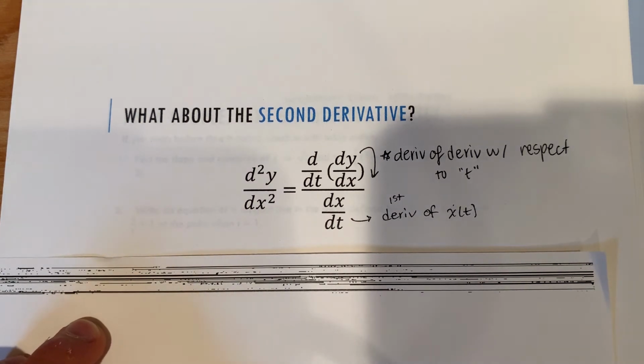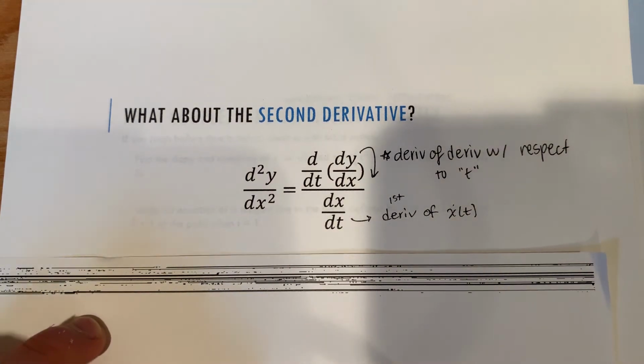So those are two equations you do need to know. First, how to find the first derivative, and then second, how to find the second derivative of parametric equations. And what we're going to do next is an example. So take a pause, write down any questions if you have them yet, and let's move on to an example.